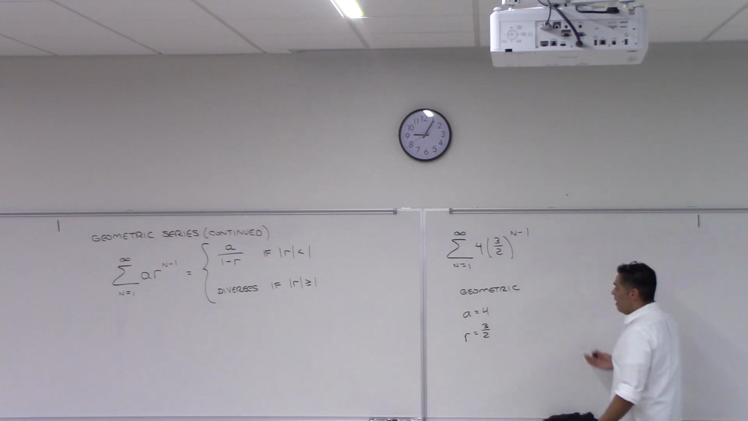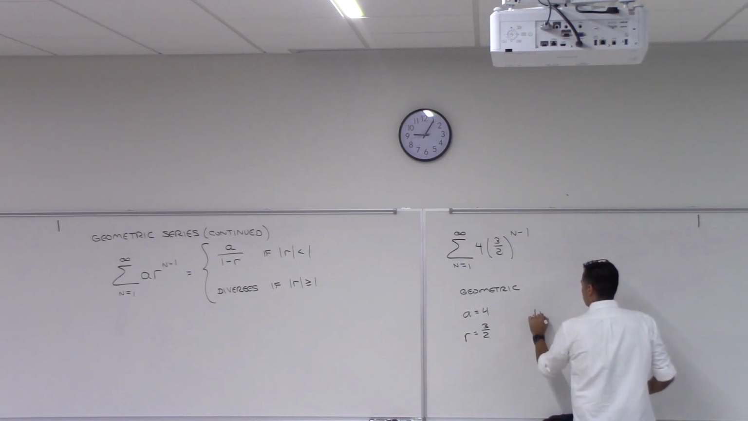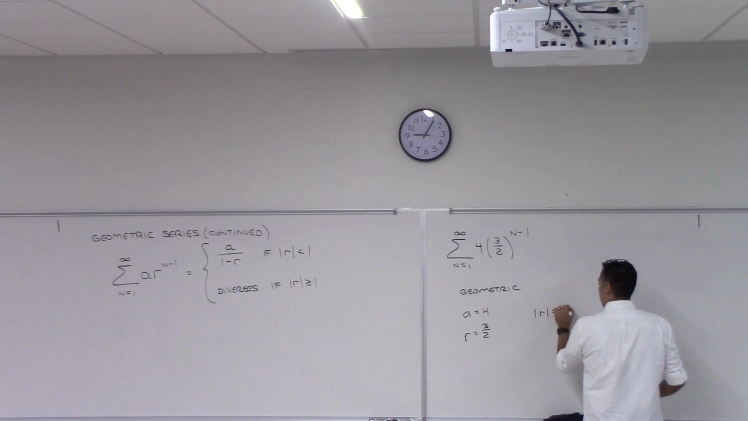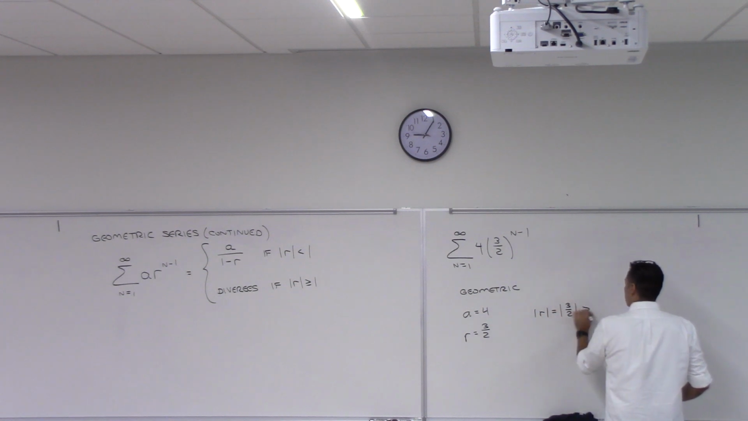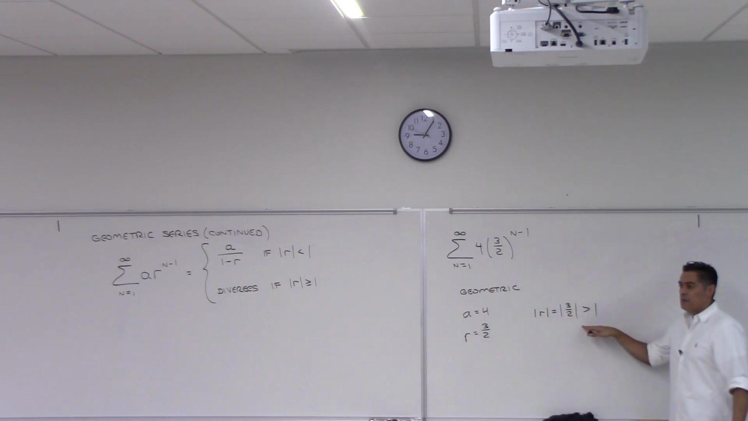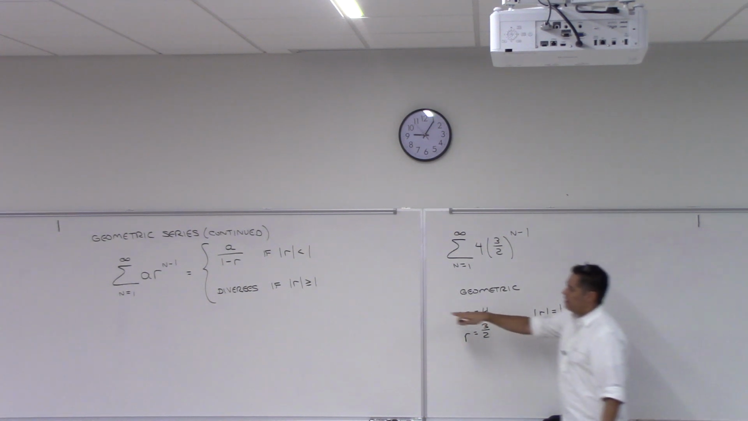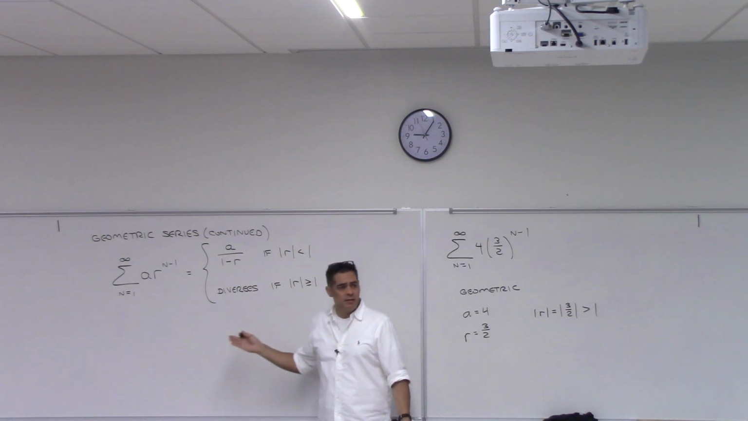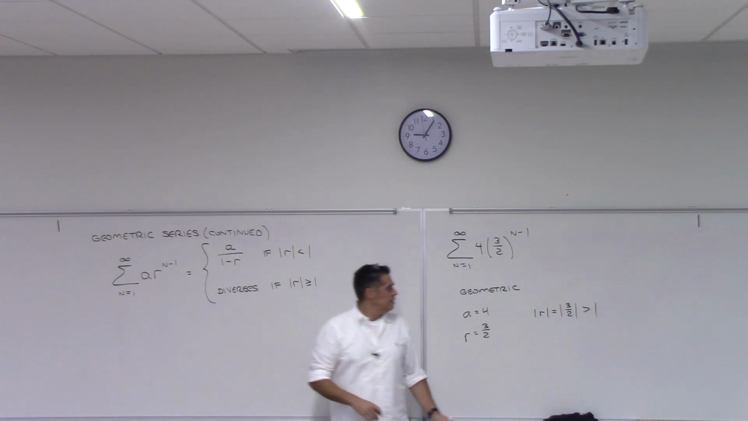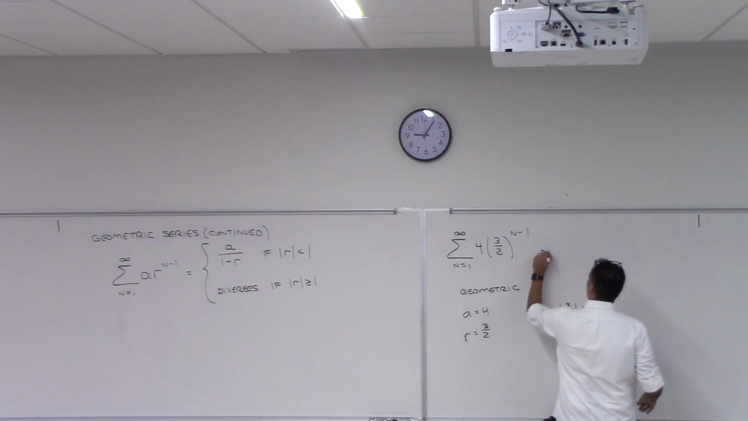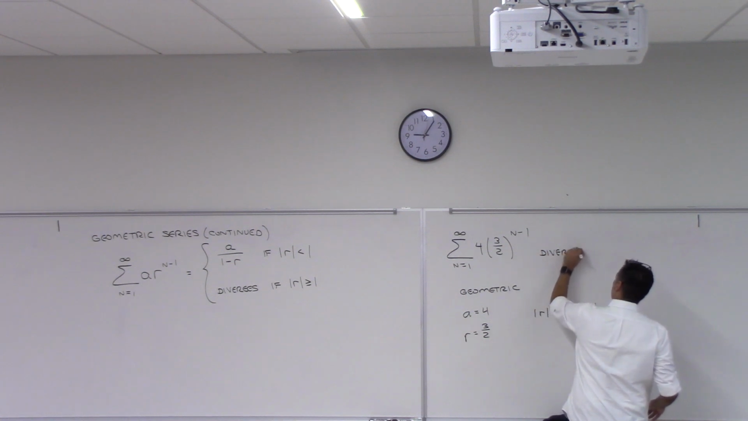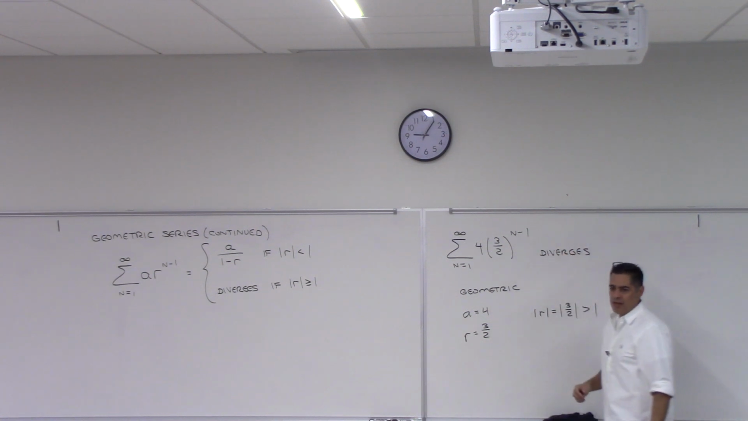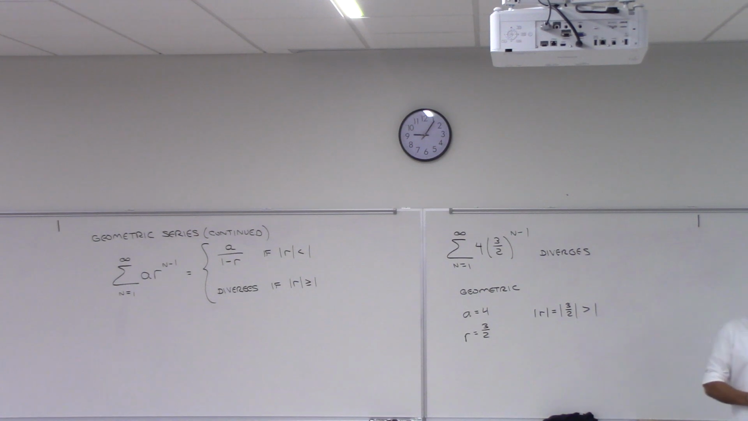And so right away, I can just take the absolute value of r, the absolute value of 3 over 2, and that's bigger than 1, isn't it? And as soon as I know the absolute value of r is bigger than 1, I can conclude that this diverges. And I'm done. Very straightforward. Now, you're never going to see a problem like that on a test. This is just, again, to get you back up to speed of what a geometric series looks like.